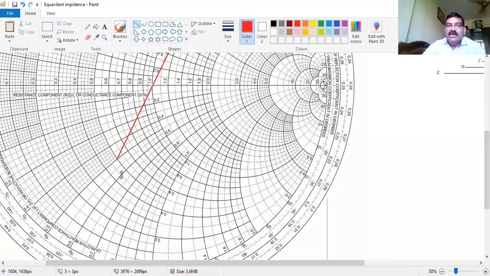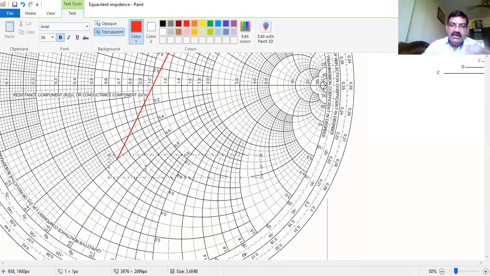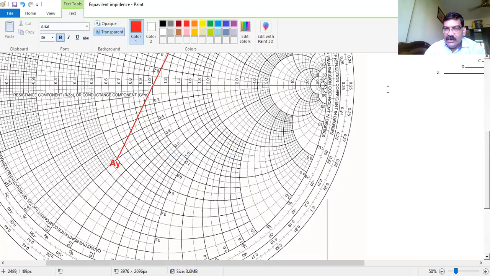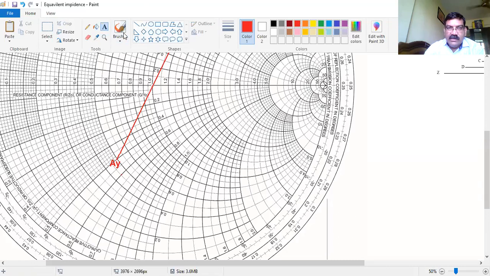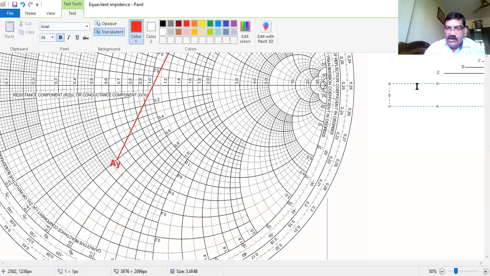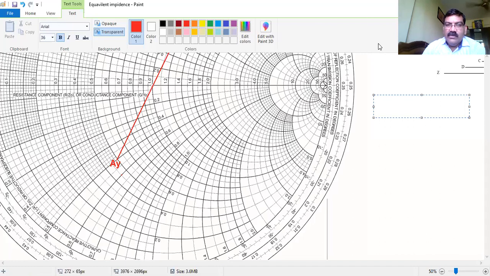So what is this point? Whatever your AY, this AY you have converted, this is your AY. If you read this point AY, what is the value of AY? You can read the value of AY. So I'll write it here, the AY. So here you will get the AY.